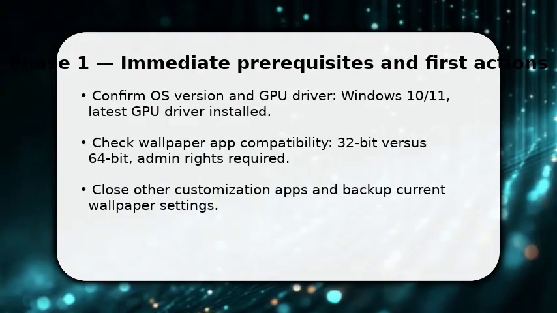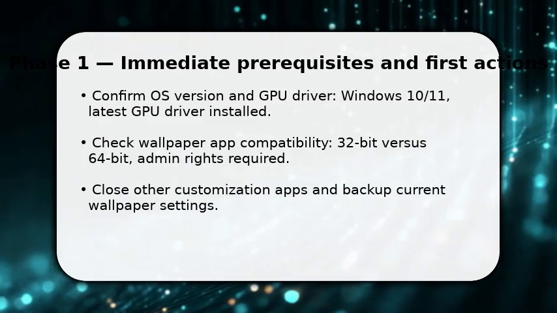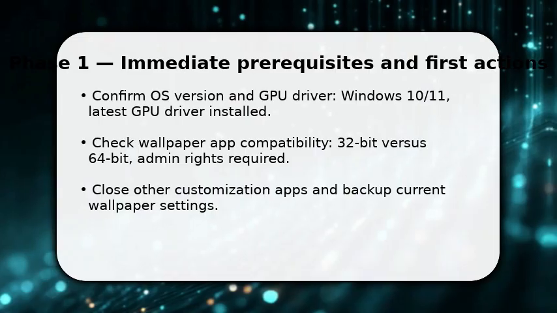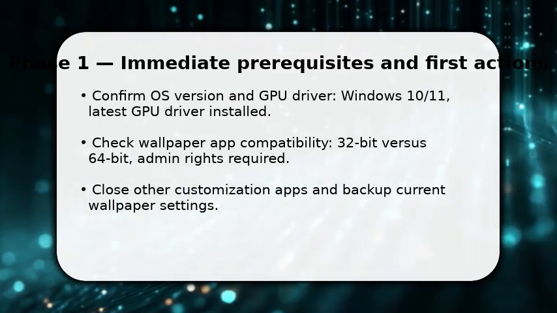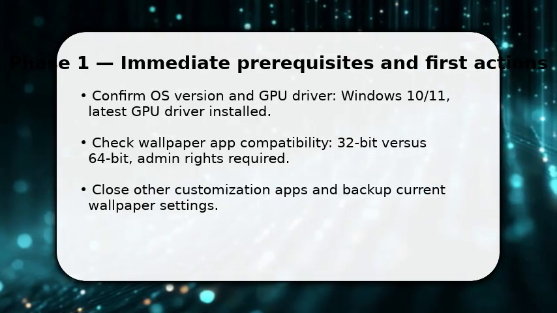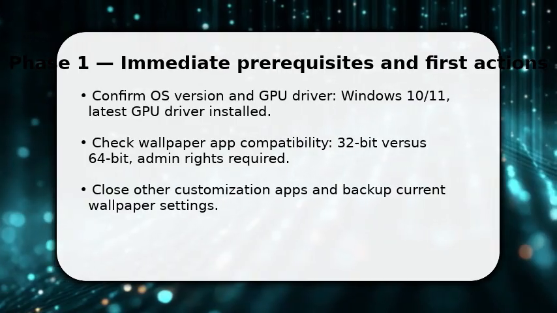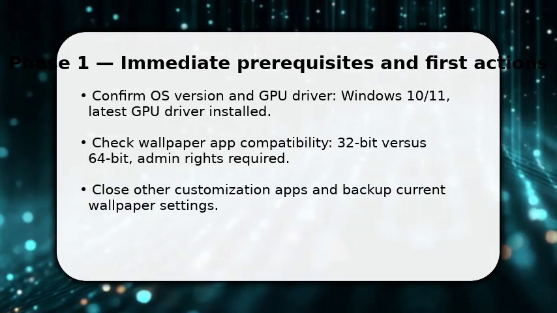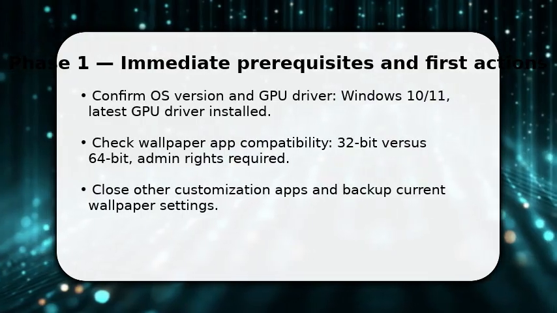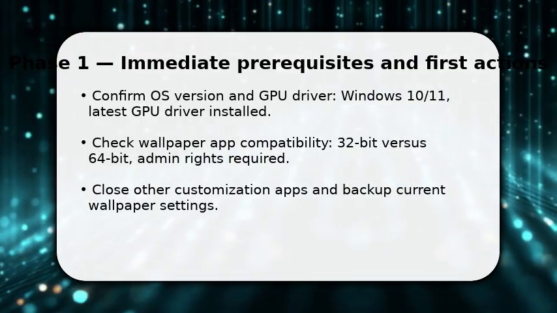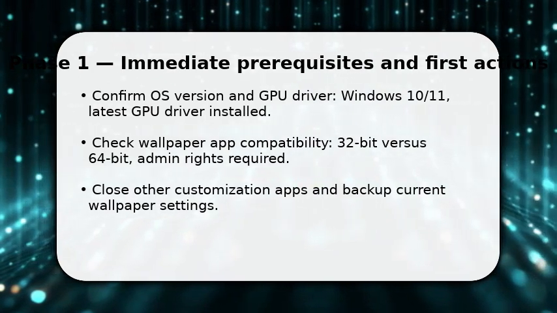You start by verifying prerequisites. Make sure your Windows 10 or 11 build and GPU driver are current. You need to run the Wallpaper app as administrator if it requests elevated rights, because permission errors cause failures. Once done, check whether the app is 32-bit or 64-bit to match system architecture, and close other customization software to prevent conflicts. Make a quick backup of your current wallpaper settings so you can restore if anything goes wrong. That preserves your setup while you work.